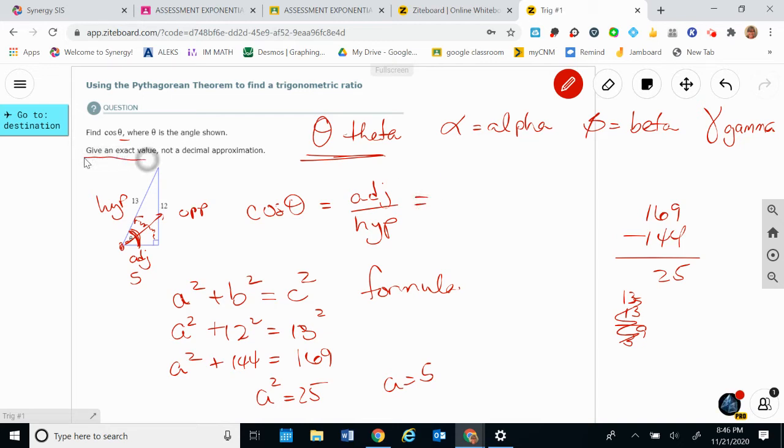Notice it says give an exact value. That means do not plug it into the calculator. Just type it in as a fraction. In geometry, we love fractions and exact answers. Square roots are okay with us, okay? You can't leave it in the denominator, but you can leave it in the numerator. Anyway, adjacent is 5, hypotenuse is 13, and that's your answer.